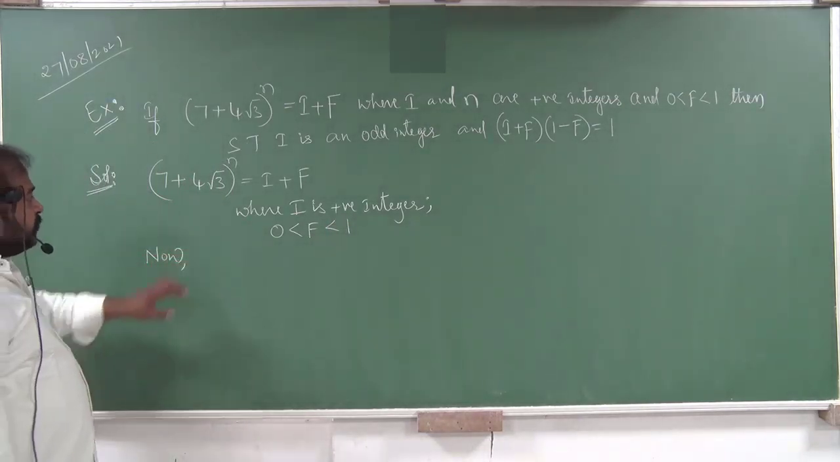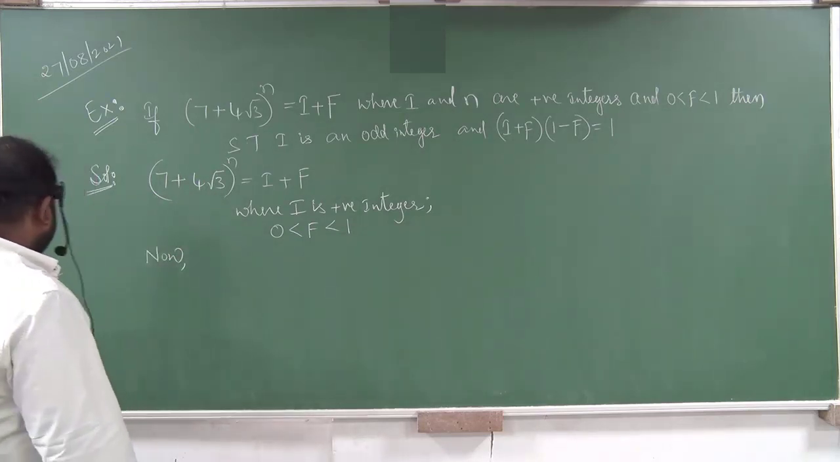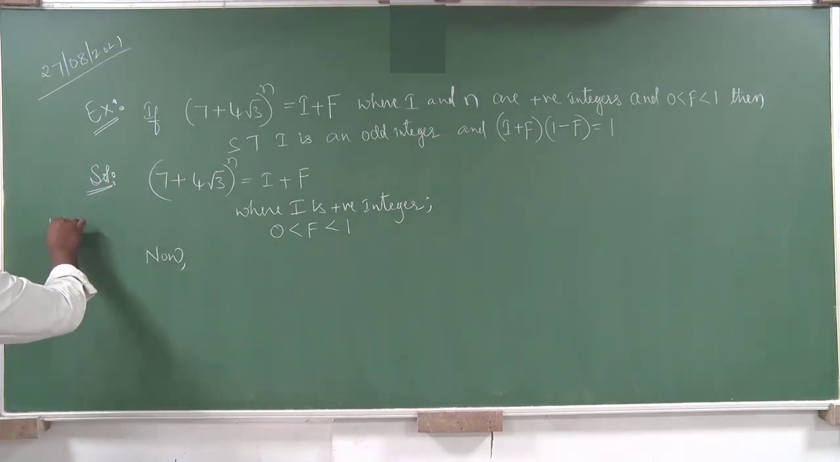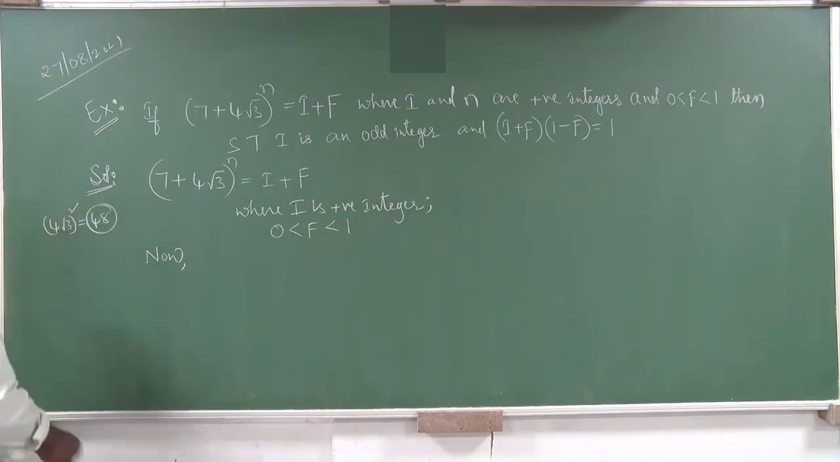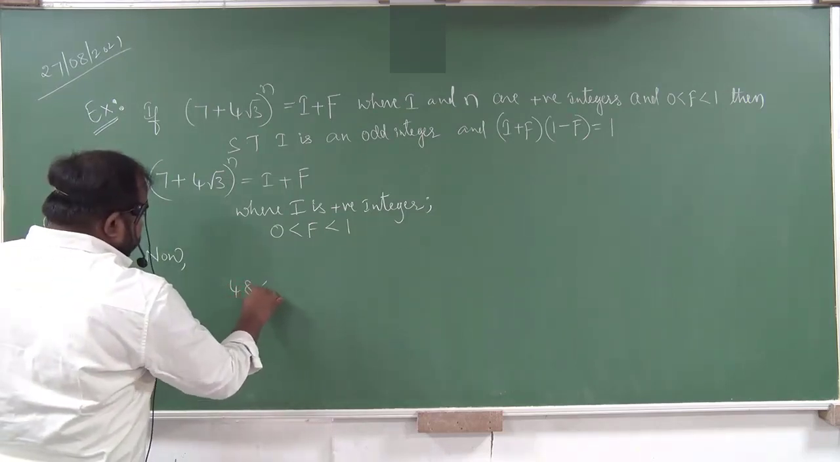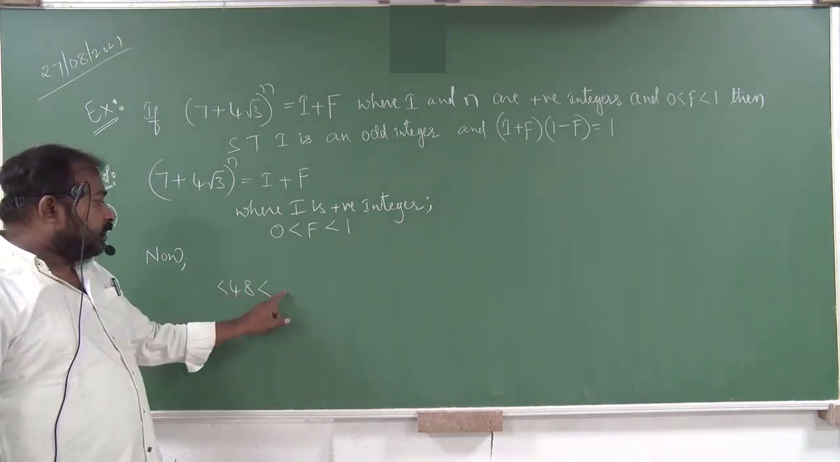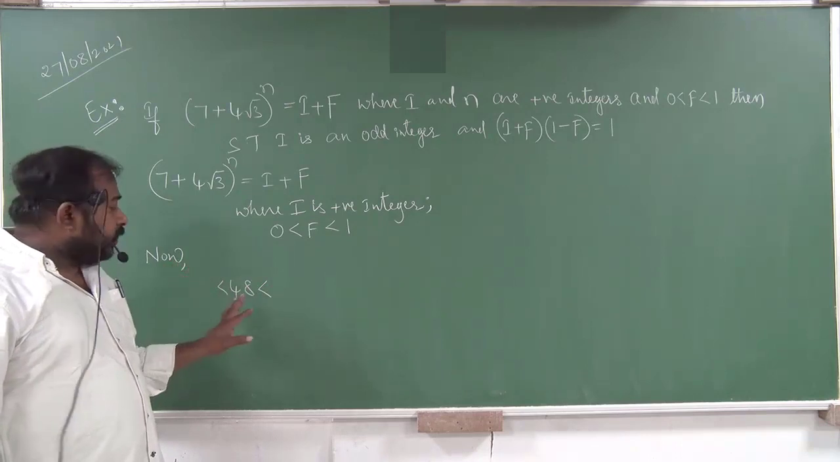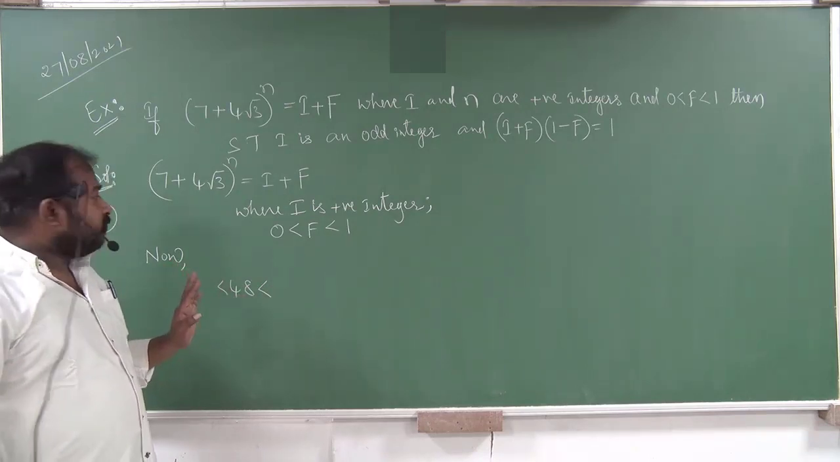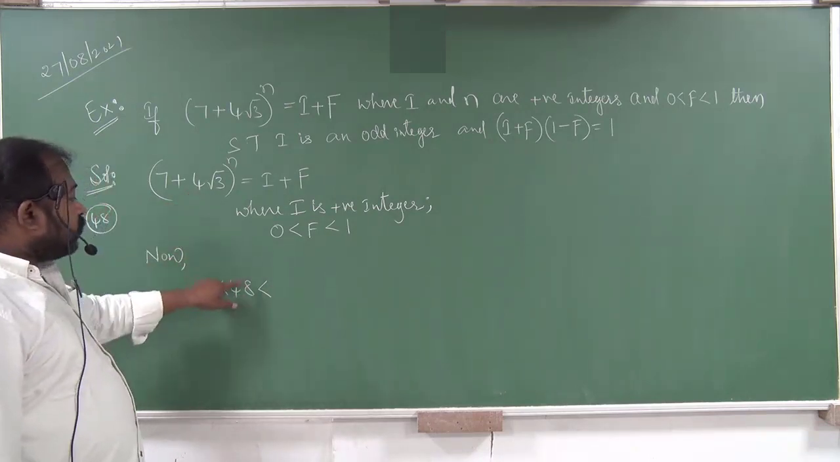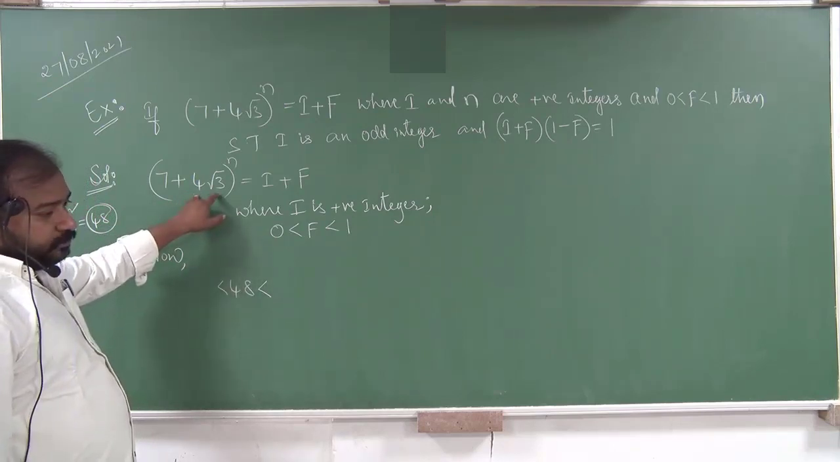For these kind of bits, 4 root 3. What is the value of (4 root 3) square? Tell me. (4 root 3) square means 48. So 48 is less than a perfect square, and here also greater than a perfect square. You have to take the ones nearer to 48, because the under root is there. Root of 48 means this is the value.